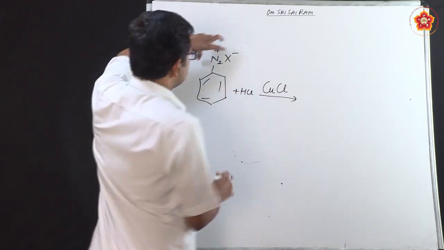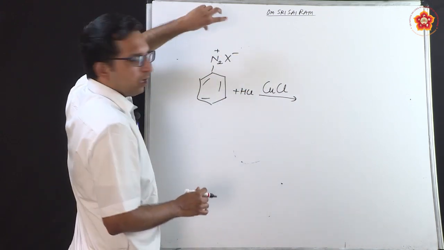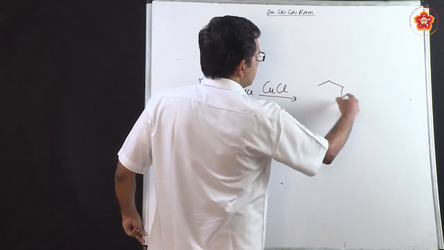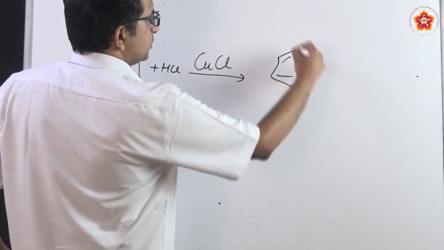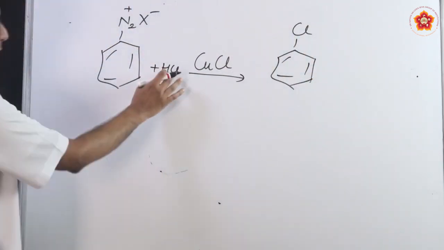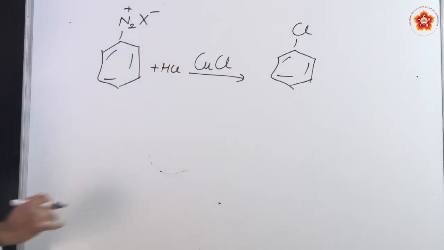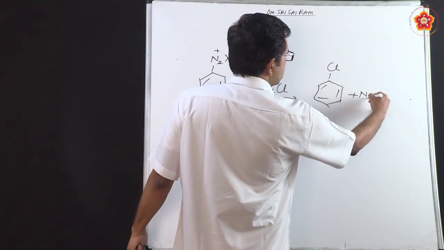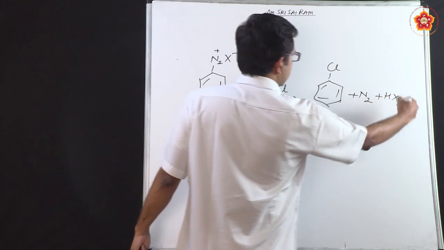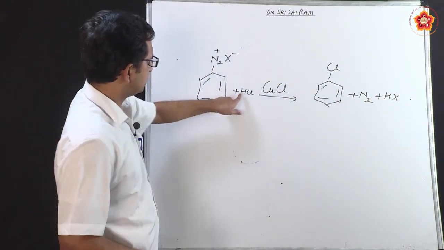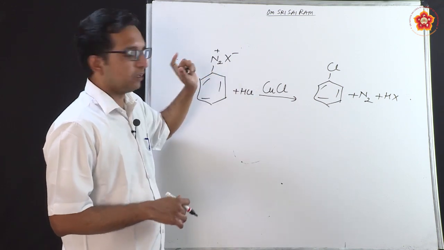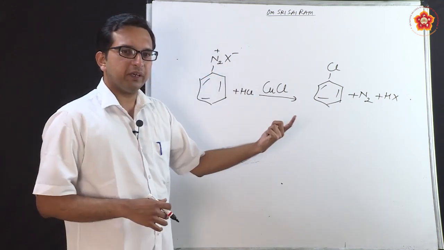So, what happens here is this is a highly unstable component, and therefore, the kind of product that we get here happens to be chlorobenzene, where remember that it is this Cl which has come and attacked the compound. N2 comes out as nitrogen gas, and this is the byproduct HX. Where did you get that HX? Hydrogen from hydrochloric acid, X from this system. So, this is one type of a Sandmeyer reaction.